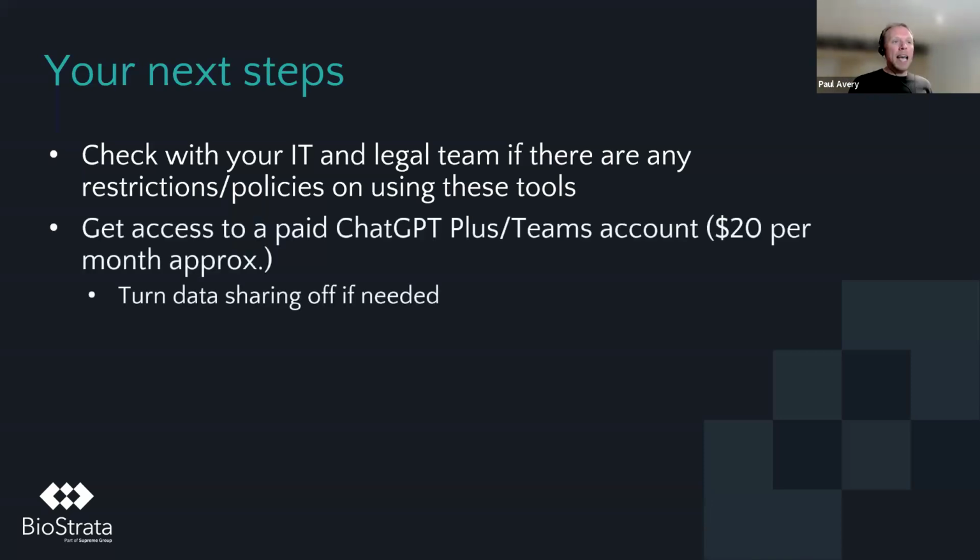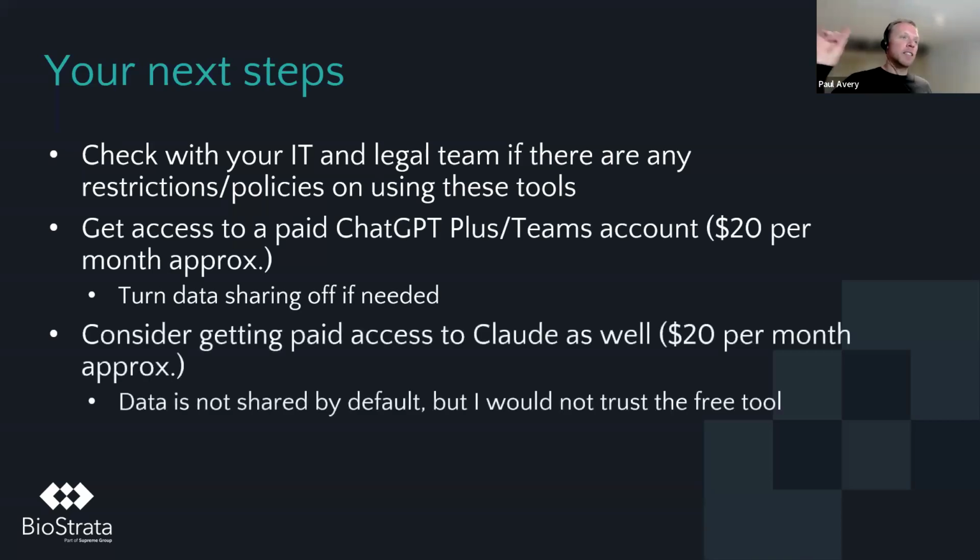Get access to a paid account and turn off data sharing if needed, because that's how you can trust the tools much more with putting confidential information into them. ChatGPT is the best place to start, but if you're doing a lot of creative writing, you might consider Claude instead, or as well. Because if you're saving 8 to 12 hours a week, I think you can probably afford to spend $40 a month on the tools, because the savings just vastly exceed the costs.